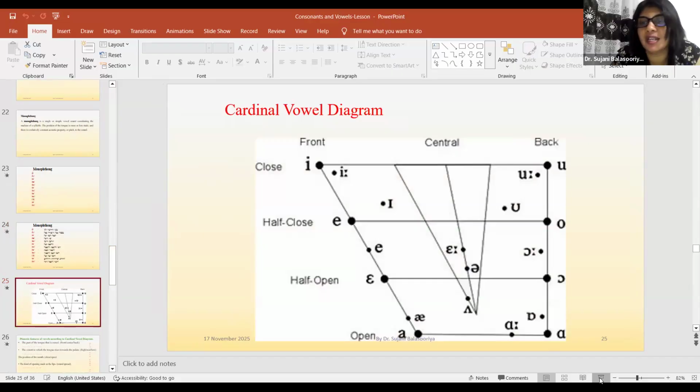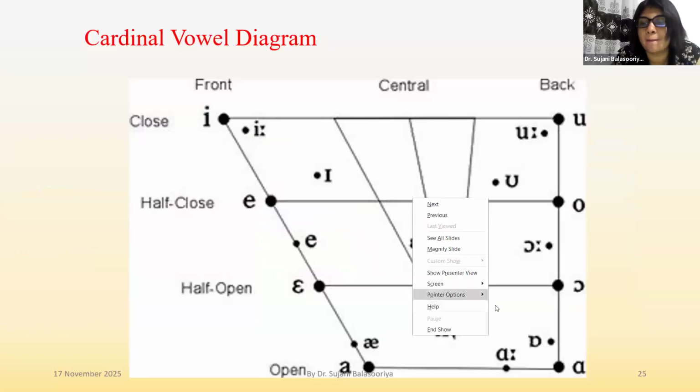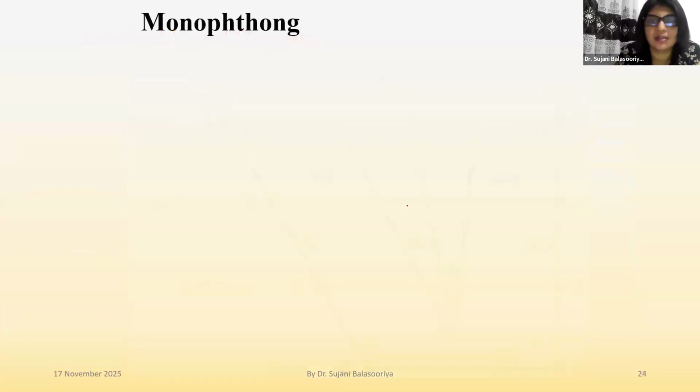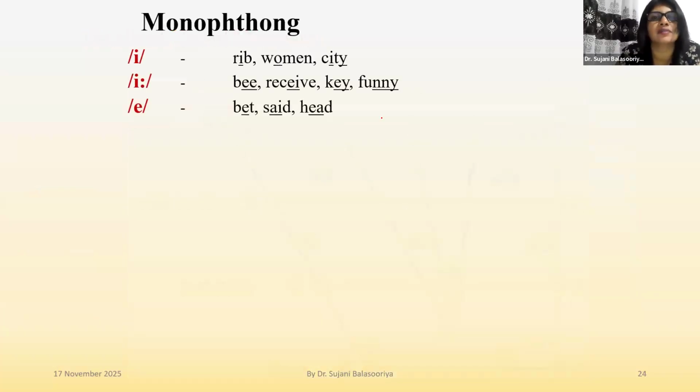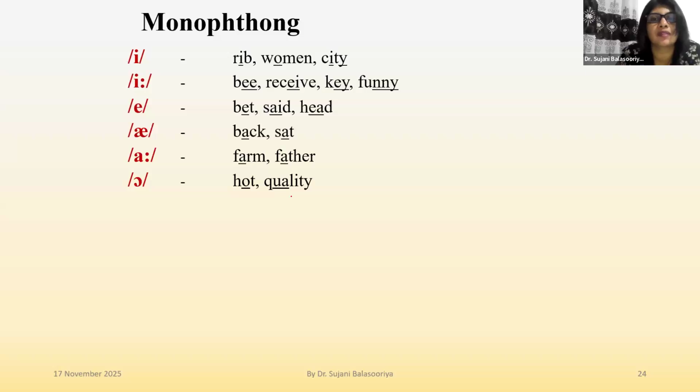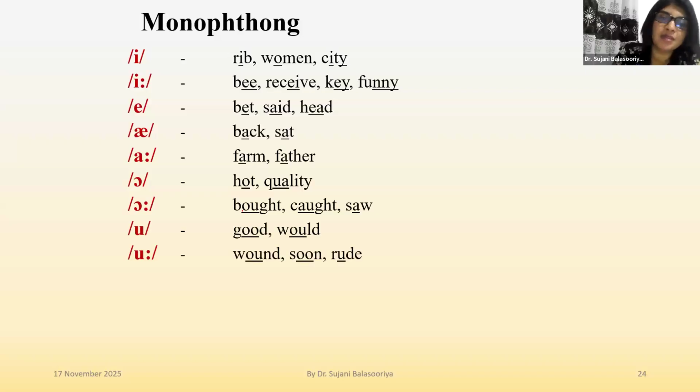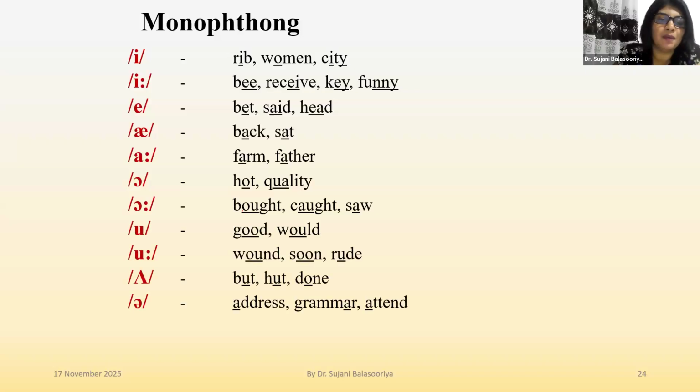Just give me one second. I need to go back to the full screen. Right. I was introducing the monophthongs and also their phonetic symbols. Can you remember now? There are 12 monophthongs.